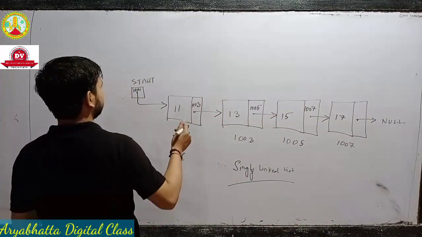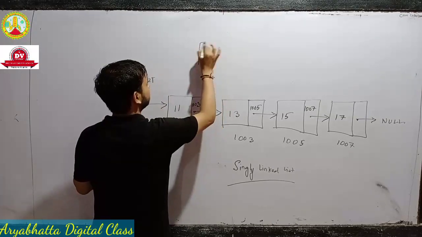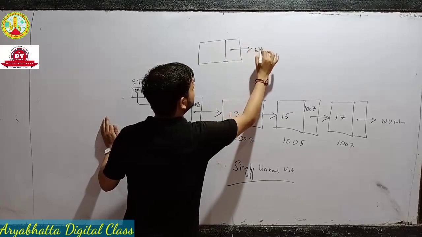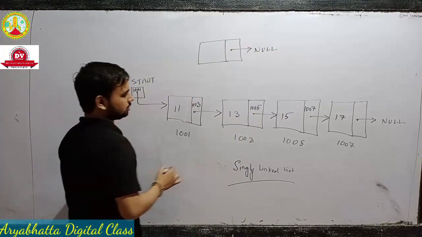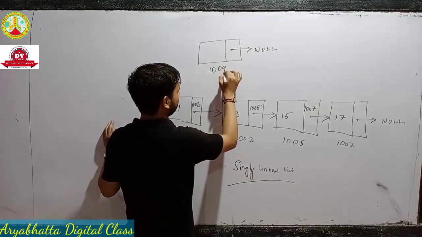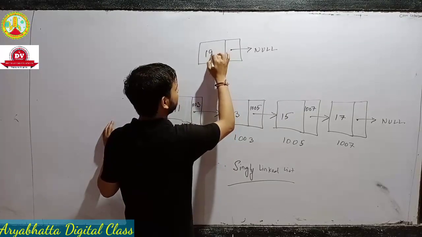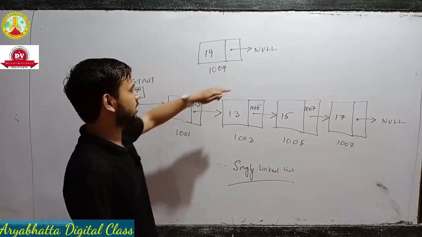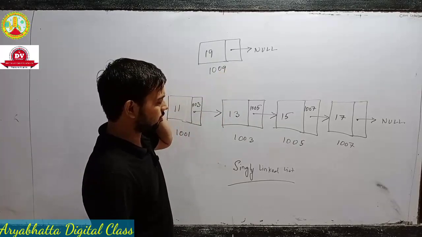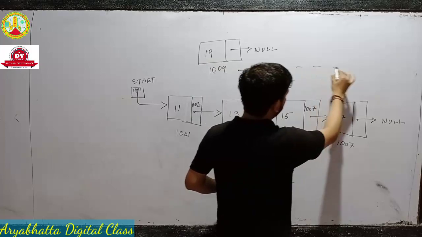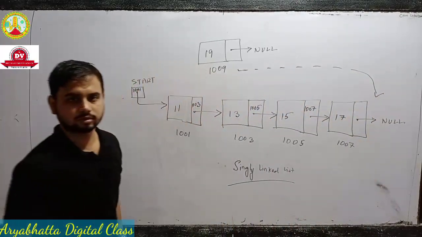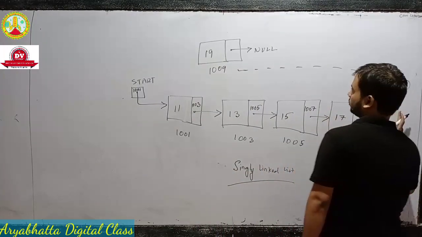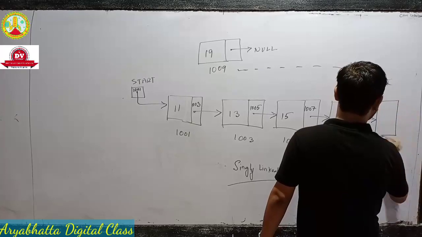So for that we create a node. This is a node. Its memory address is 1009 and the information, suppose we take 19. Why does it take null? I already told you many times, because it is now independent. So when we insert that node at the end, this null will be gone and there is a new node.